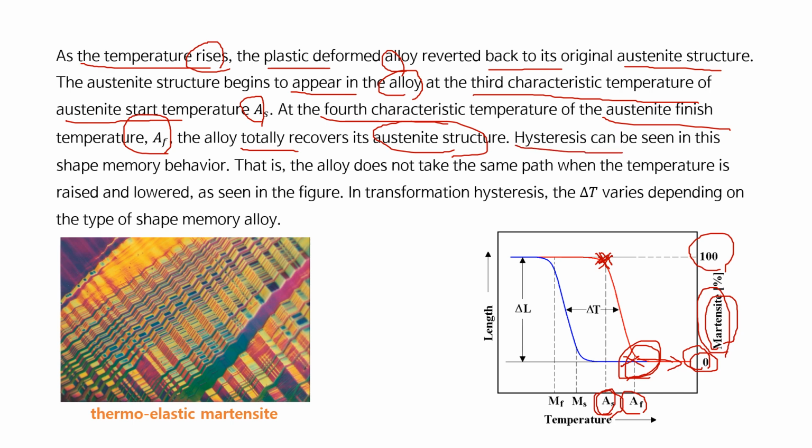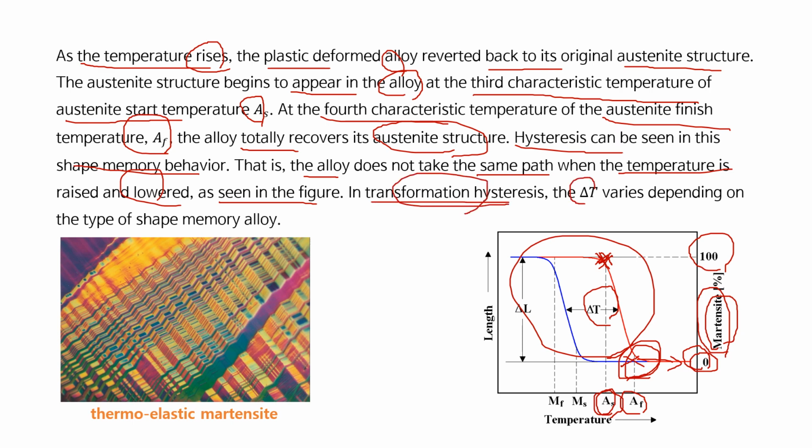Hysteresis can be seen in this shape memory behavior. So see, we have the hysteresis behavior. That is, the alloy does not take the same path when the temperature is raised and lowered, as seen in the figure. In the transformation hysteresis, the delta T varies depending on the type of shape memory alloy. This figure shows the thermoelastic martensite structure.